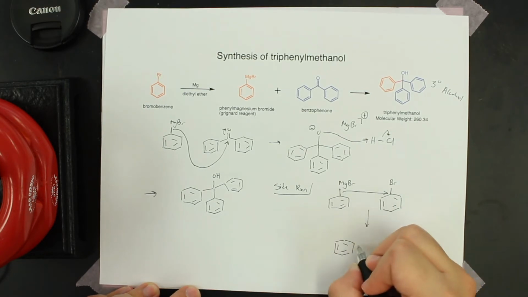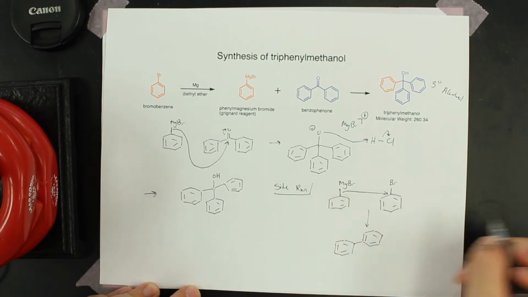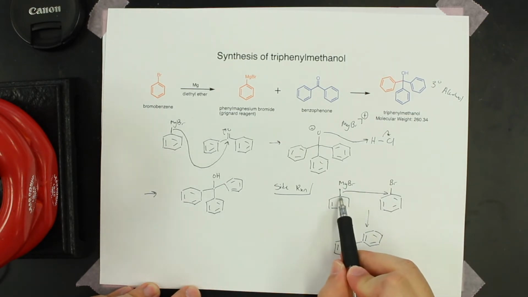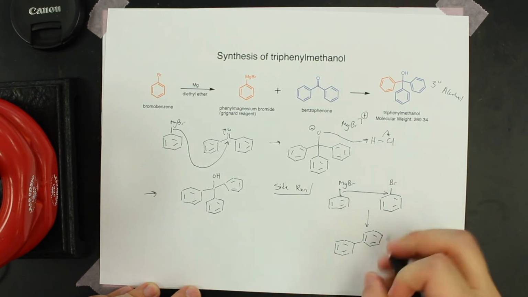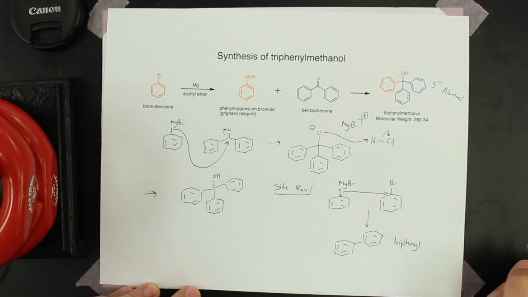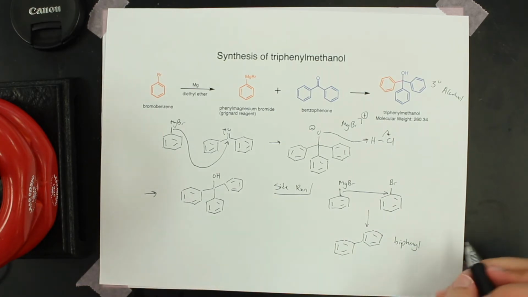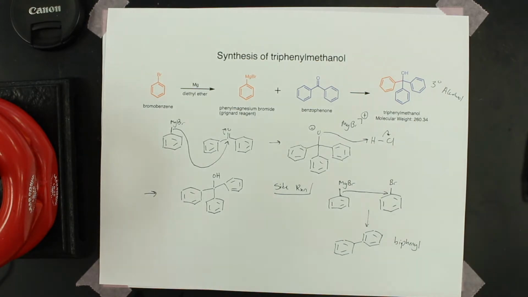The mechanism is not an SN2, but you can sort of think of it as an SN2 reaction. So this carbon is forming a bond to this carbon, and you generate biphenyl as a side product. And then we're going to employ a new technique called trituration to remove the biphenyl. Okay, see you in the lab.